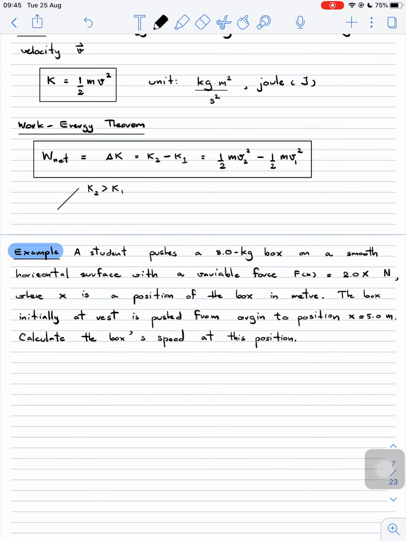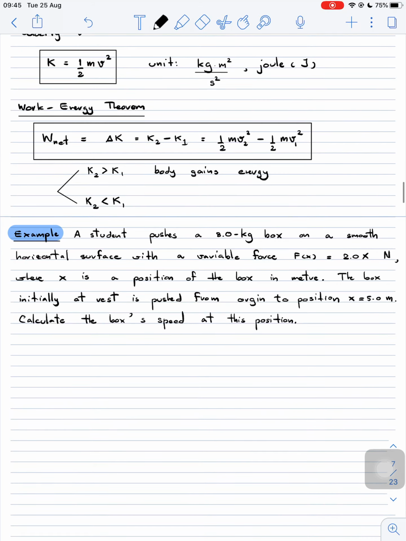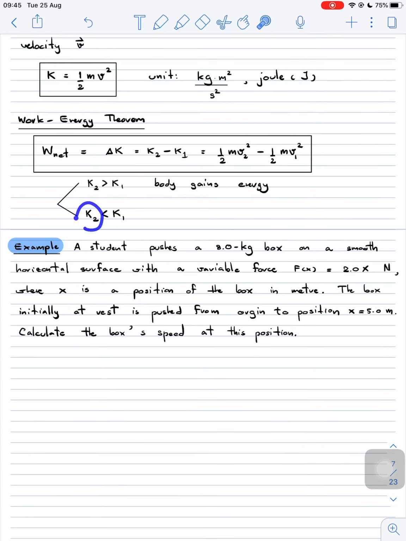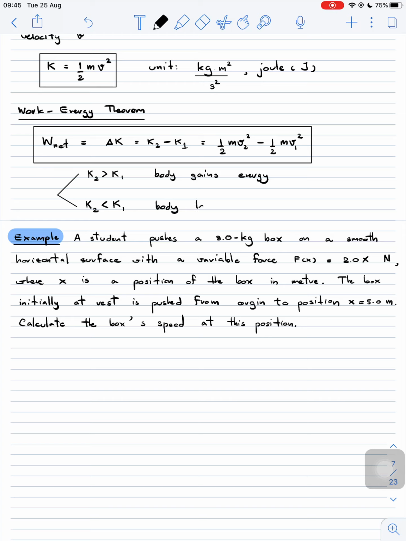It means that the body will gain energy, because K2, the final kinetic energy, is greater than the initial kinetic energy. On the other hand, if K2 is less than K1, it means that the final kinetic energy is less than the initial kinetic energy, or we can say that the final speed or final velocity is less than the initial speed or velocity. Then in this case, the body will lose energy and the object will move slower. In the other case, the object will move faster.